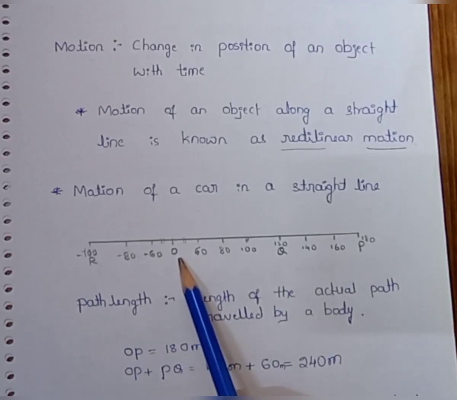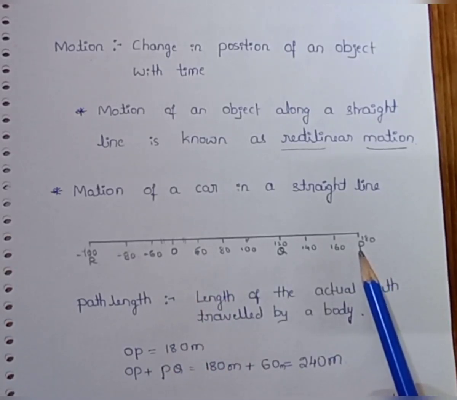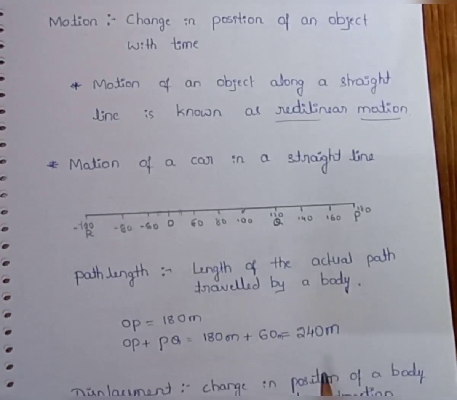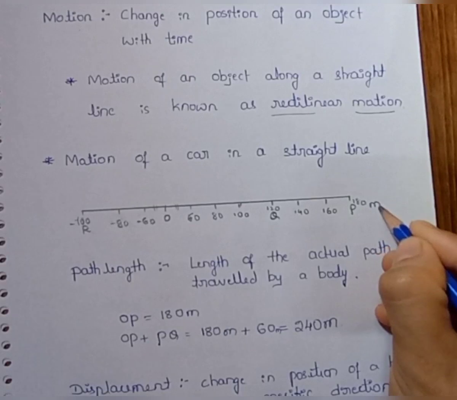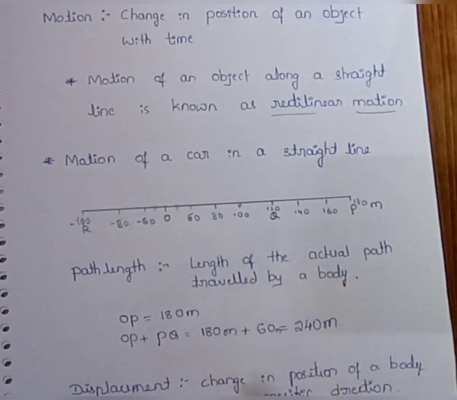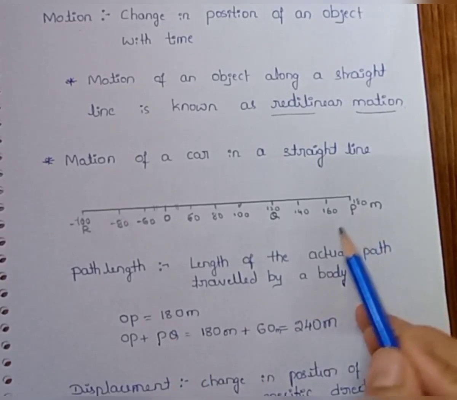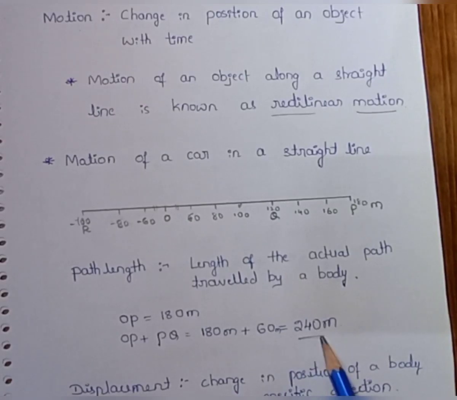Let us consider that the car is at position P from the origin O, and then returns to position Q from point P. How do we write the path length for this motion of the car? OP is equal to 180 meter, and the car returns from P to Q. So the total length is equal to OP plus PQ. OP is equal to 180 meter, plus PQ is equal to 180 minus 120, which is 60 meter. Total path length covered by that car is equal to 240 meter.